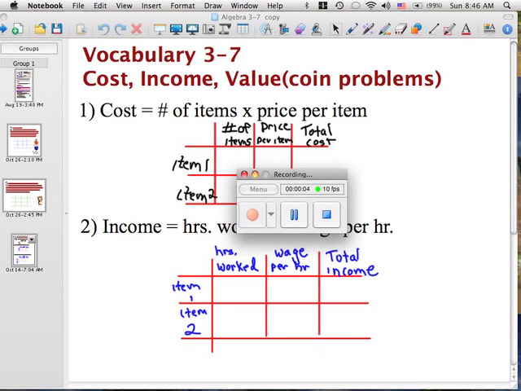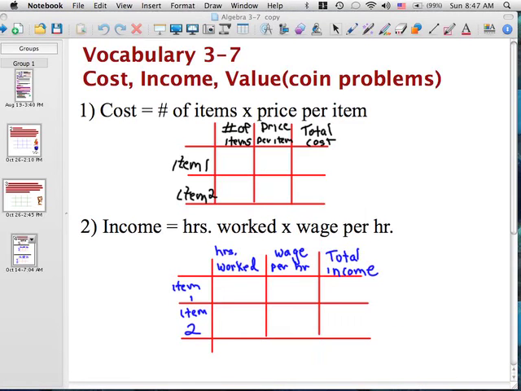We are on chapter 3, section 7. We are solving word problems, and there are going to be two unknowns, and they're of a certain type of word problem: cost, income, or value, or the coin problems. And we're going to again use charts to set these up to make our work a little bit more precise, easier to figure out what we have.